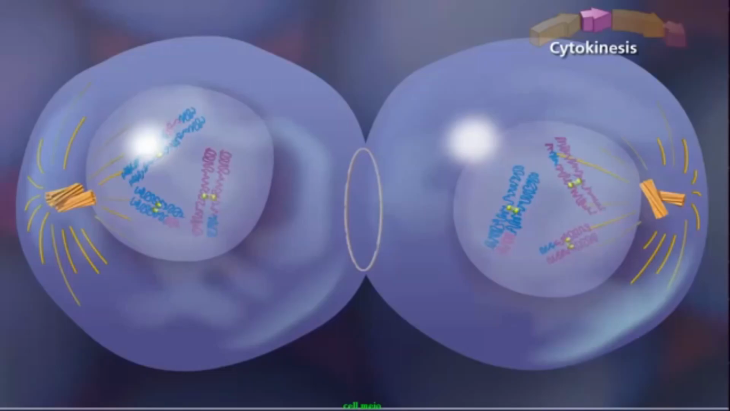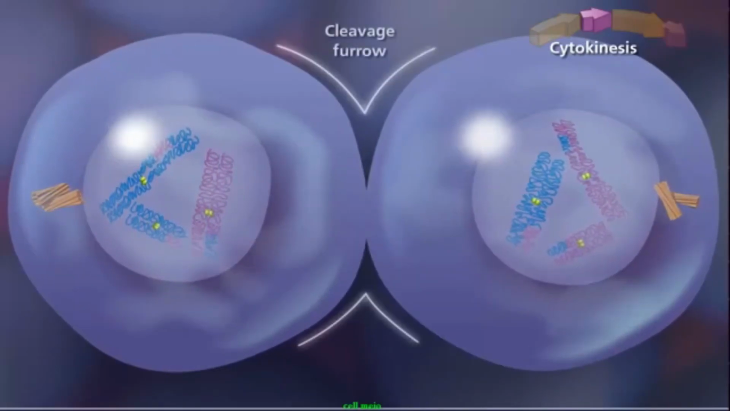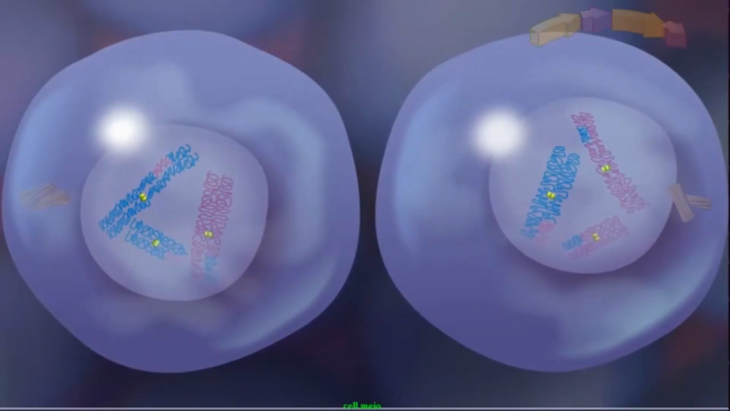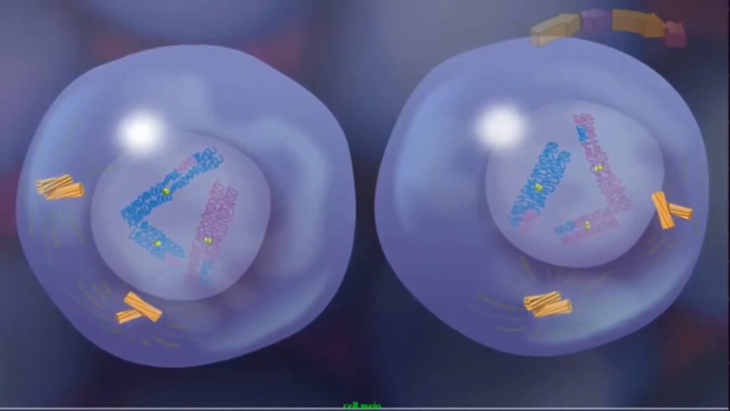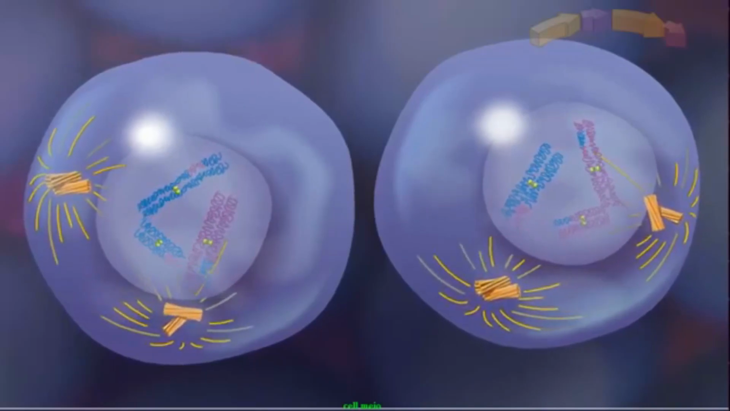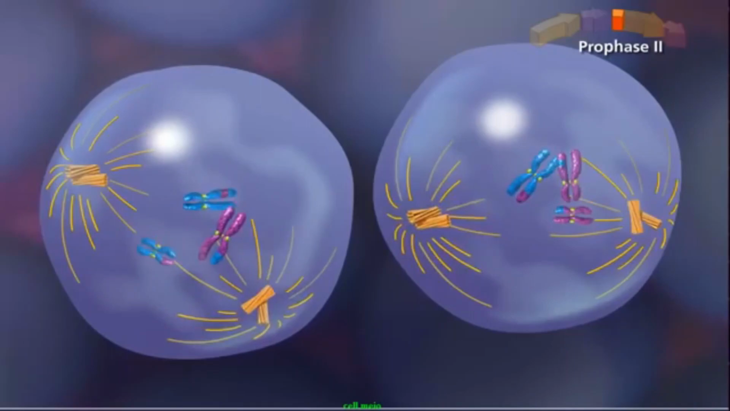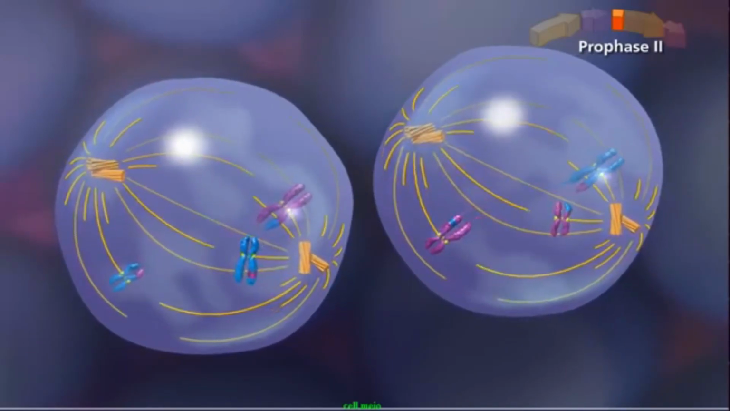Cytokinesis separates the cytoplasmic material, and the 2 daughter cells are separated by a cleavage furrow. Since the final product of meiosis I is 2 haploid cells, meiosis II begins without the chromosomes going through another round of DNA replication. Centrioles again duplicate and begin moving to opposite poles of each cell. In prophase II, the sister chromatids condense while the spindle starts to form as the nuclear envelope disappears.